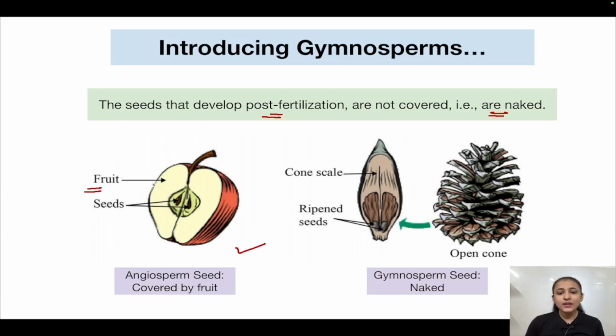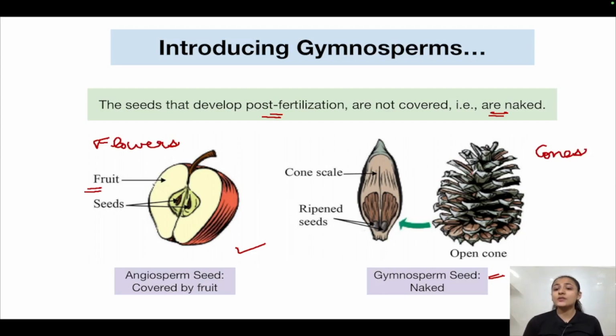Now let us look at the gymnosperm seeds. Now this is a cone of gymnosperms. In angiosperms, flowers are present. The sporophylls arrange themselves into flowers, but in gymnosperms, the sporophylls arrange themselves into cones. So in angiosperms, flowers are present, but in gymnosperms, cones are present.